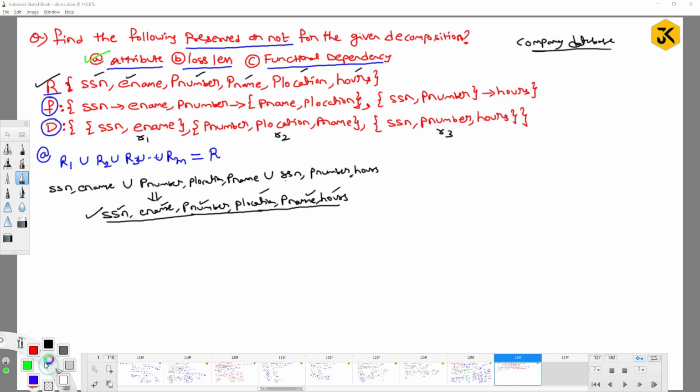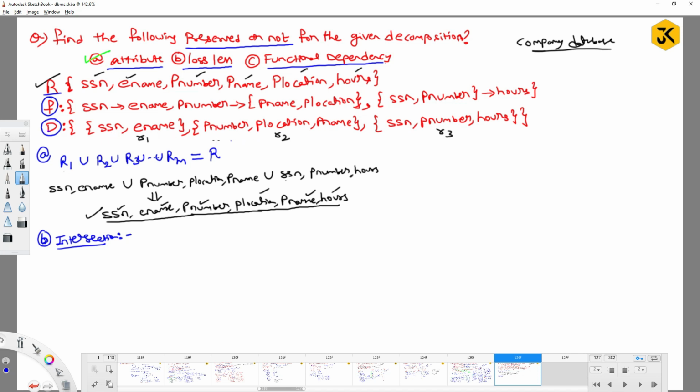Okay, fine. What about the second one? If you take the second one, that is, whether lossless decomposition or lossless join property is satisfied or not, you have to go with either of two methods: one is the intersection method, and another one is the tabular method. The intersection method may be error prone, but it takes very little time. If you want an errorless solution, definitely go with the tabular method, which is a lengthy procedure. So in the intersection method, I am trying to take two relations.